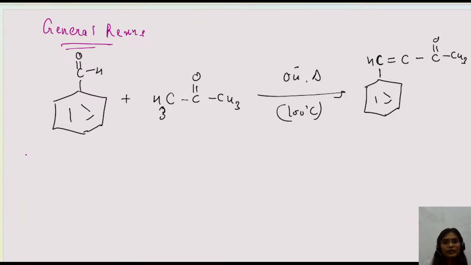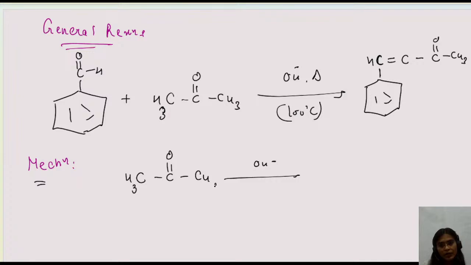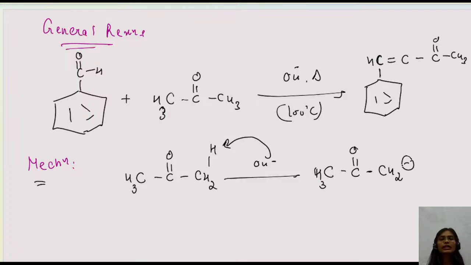Now, how about the mechanism? The mechanism is like the previous one, the aldol condensation. First of all, there is enolate formation. What is step number one? For enolate formation we require an alpha hydrogen. This is my OH negative, and it is going to abstract this hydrogen. So the O negative ion attacks here, and we get CH3 CO CH2 negative, meaning a negative charge is generated.